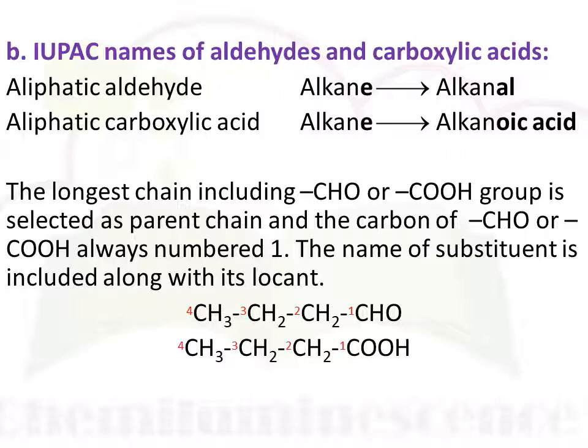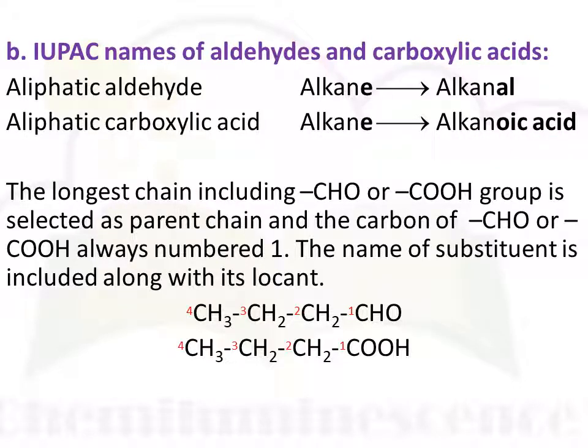First, aliphatic aldehyde. The IUPAC name of aliphatic aldehyde is derived from alkane, that is the name of the alkane by replacing the E of that alkane by Al. Hence, it becomes an alkanal. And for aliphatic carboxylic acid, similarly, the E of alkane is replaced by oic acid. Hence, it becomes an alkanoic acid.